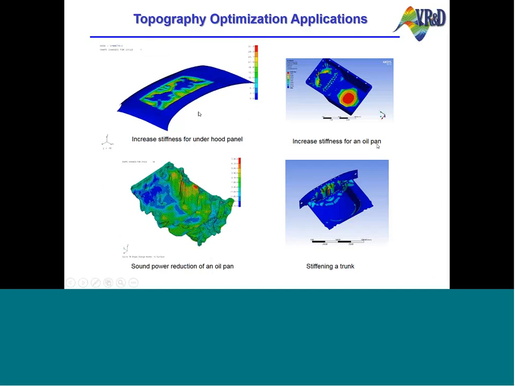These are some applications of topography optimization. Here it was used to increase the stiffness for the hood panel, and this one is used to reduce the sound power in oil pans.